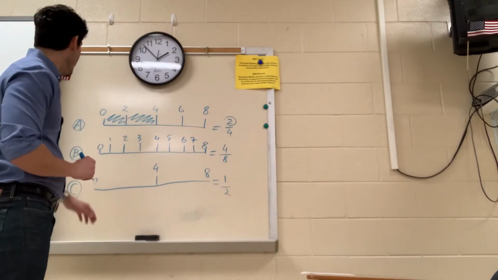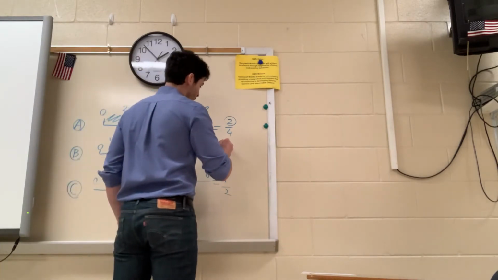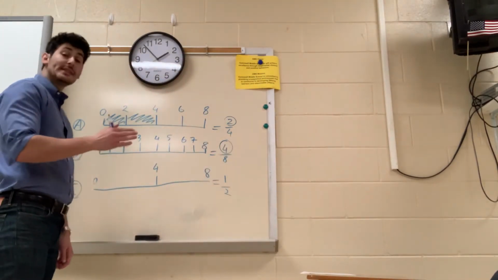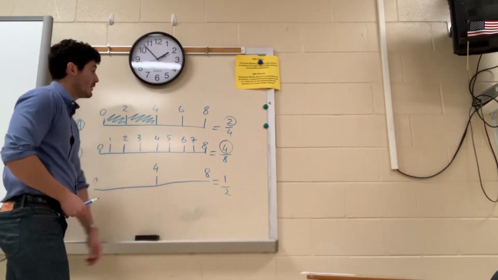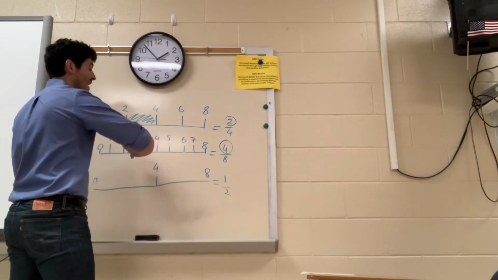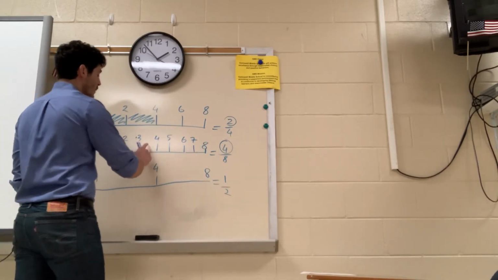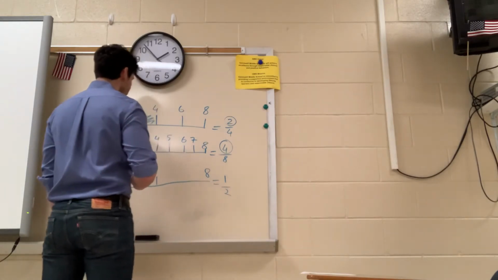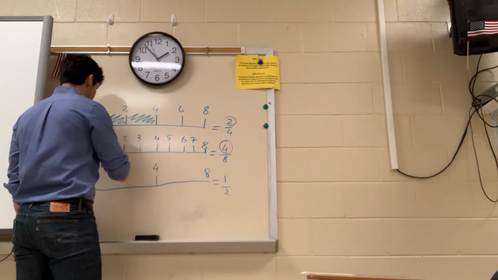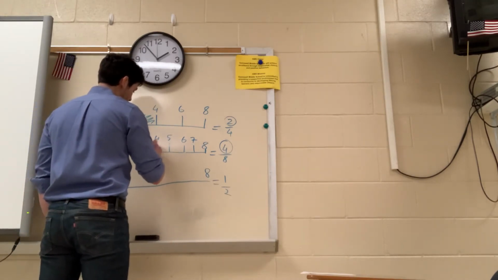Now friend B down here, he ran 4/8, right? So he ran 4 sections out of 8. Now, not out of 4, but out of 8, right? So therefore I divided his line into 8 sections. 1, 2, 3, 4, 5, 6, 7, and 8. I'm gonna mark 4 sections because that's how much he ran. So 1, 2, 3, and 4.